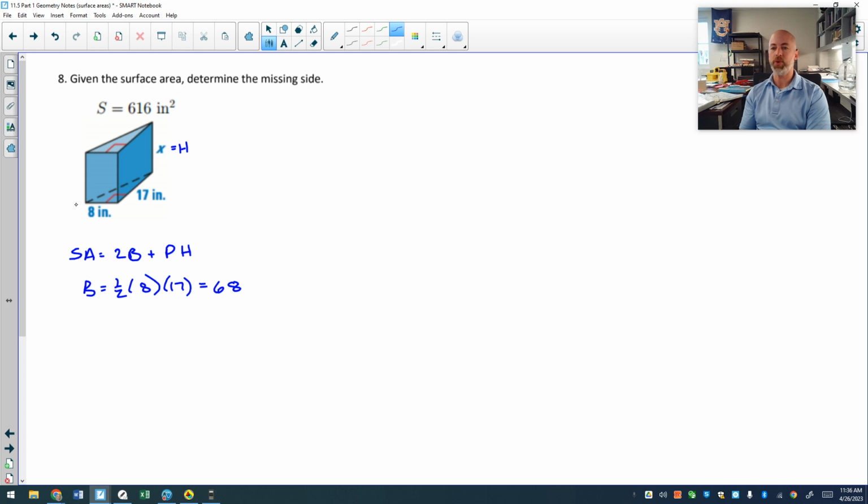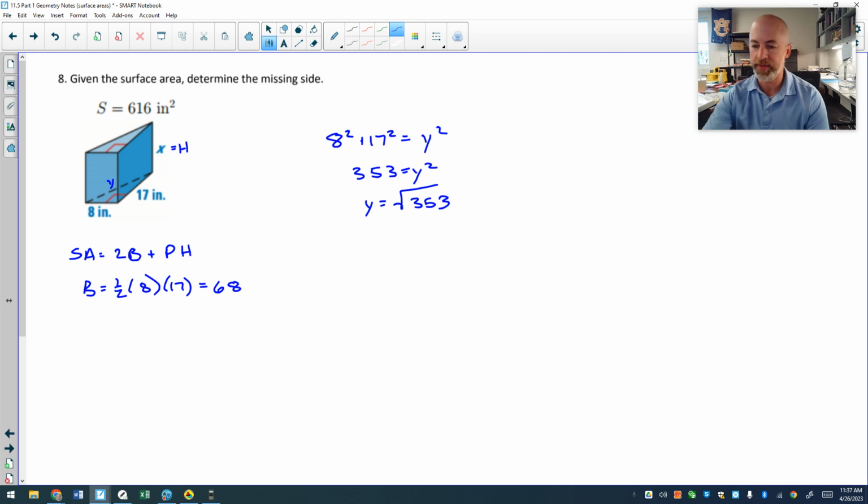Yeah, 68 inches squared for the base. The only issue I have is I don't have the perimeter. And to get the perimeter, I need this length right here, which I want to call X, but I shouldn't use X because X is taken. I'll just call that Y. And I know that Y is going to be the hypotenuse of the right triangle with legs of 8 and 17. And so you get 8 squared plus 17 squared is 353 equals y squared, and y is the square root of 353. I don't think that simplifies.